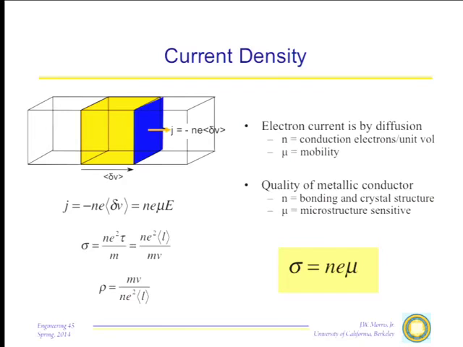A bit more specifically, I can write that sigma is N e squared tau over m, or N e squared L over mv. The resistivity, which is the reciprocal of sigma, is mv over N e squared L. It's very important, as you'll see in just a minute, that in the resistivity, the mean free path appears in the denominator of the equation. In the conductivity, it appears in the numerator of the equation. Okay? So let's march forward to the next step.